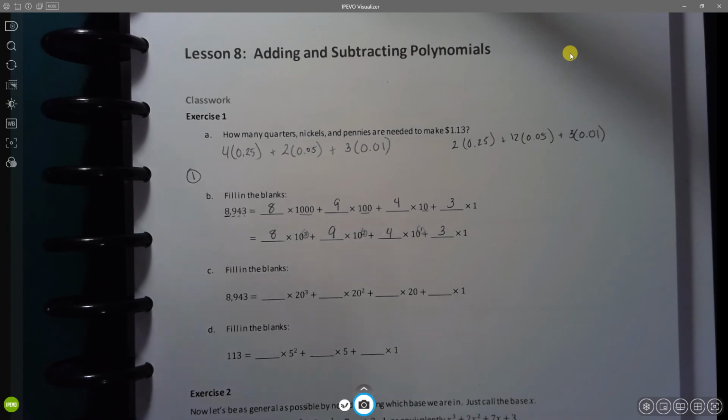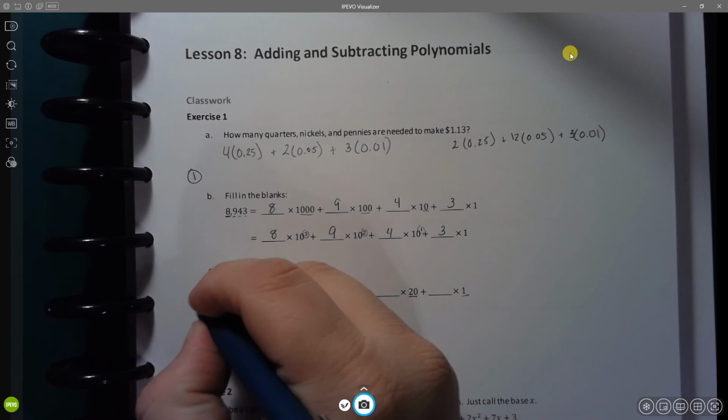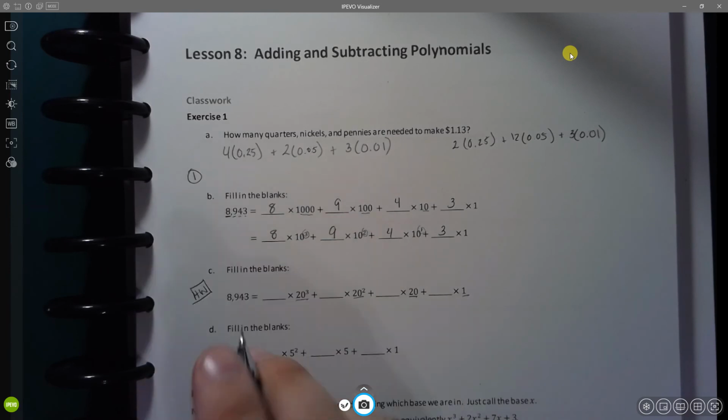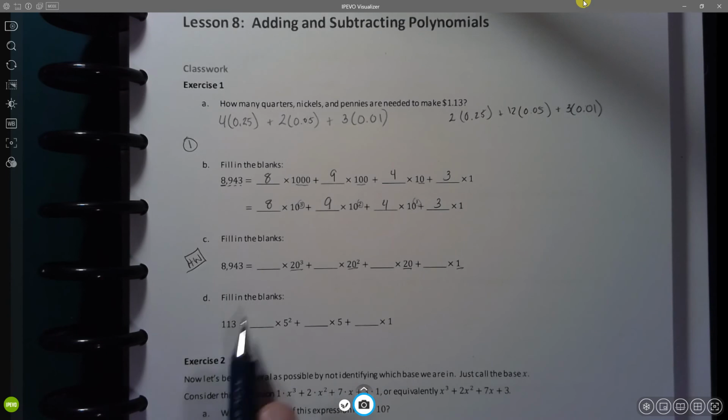Okay, so the next one is 20 to the third, 20 to the second, 20s, and 1. I want you to do this for homework tonight. I want you to see if you can come up with the correct combination for that problem. Okay, and then if you look down here at the bottom at D, fill in the blanks.